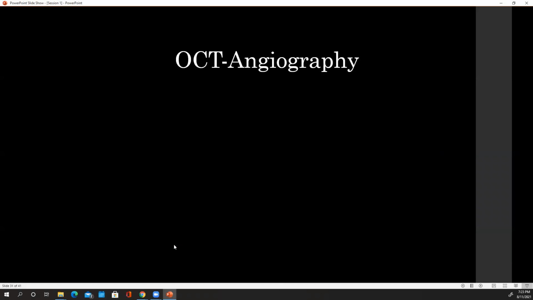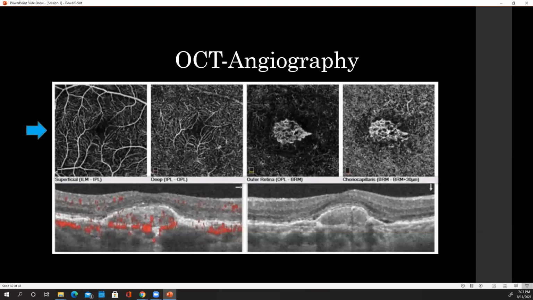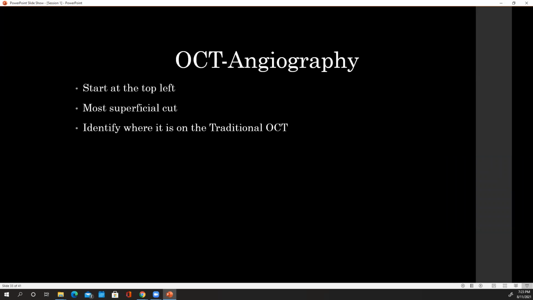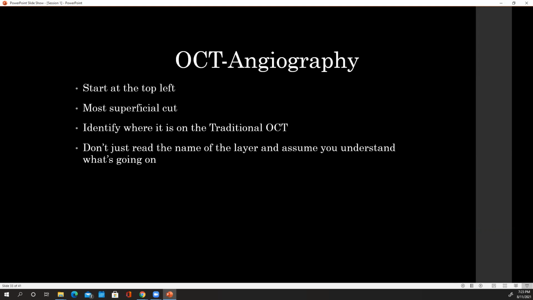So let's go through really quickly. I'll say, okay, which one do you look for? You start with the en face. I say, okay, let me look at the en face. Let me look at where that is. That says it's the superficial. You start at the top left, the most superficial cut. Then you identify where that is in the traditional OCT. Don't just look at the layer and say, oh, I know where it is, because sometimes it doesn't correlate.